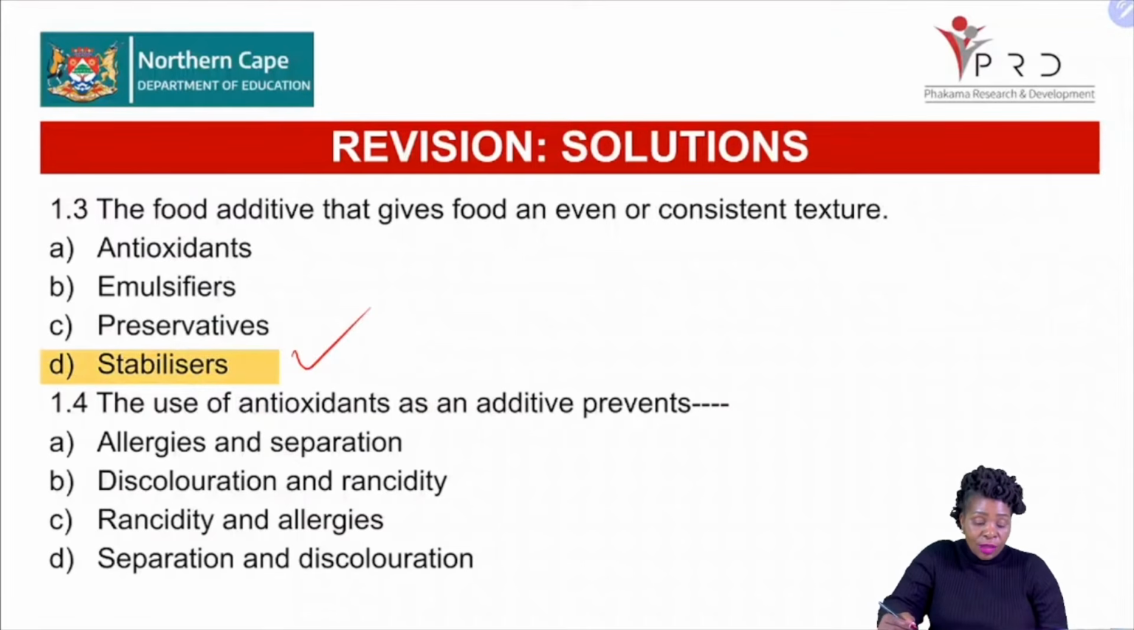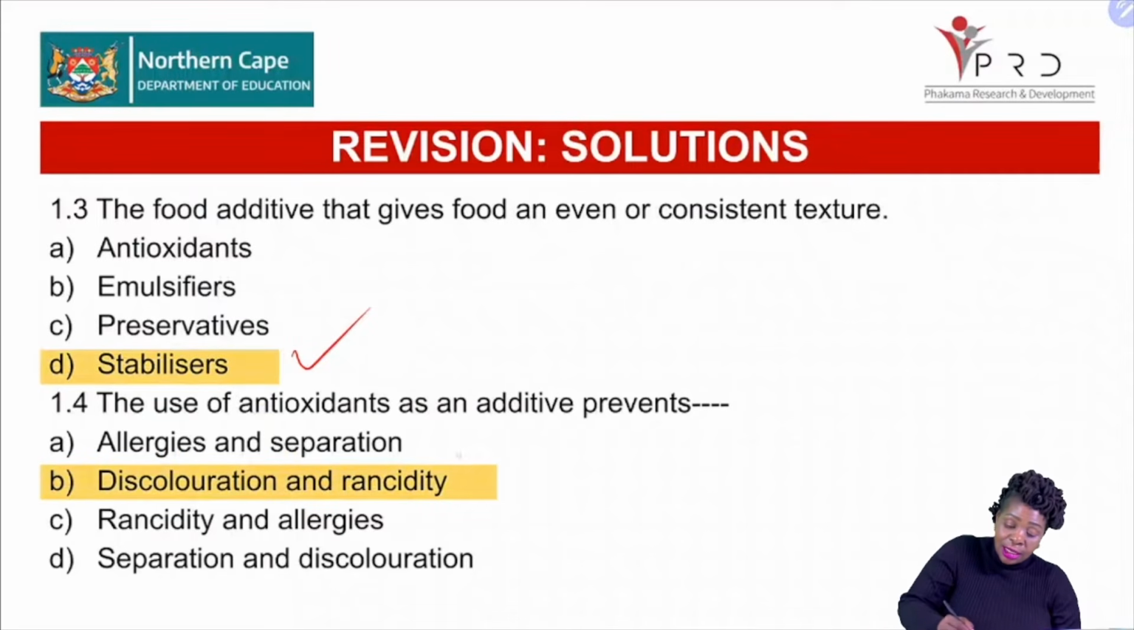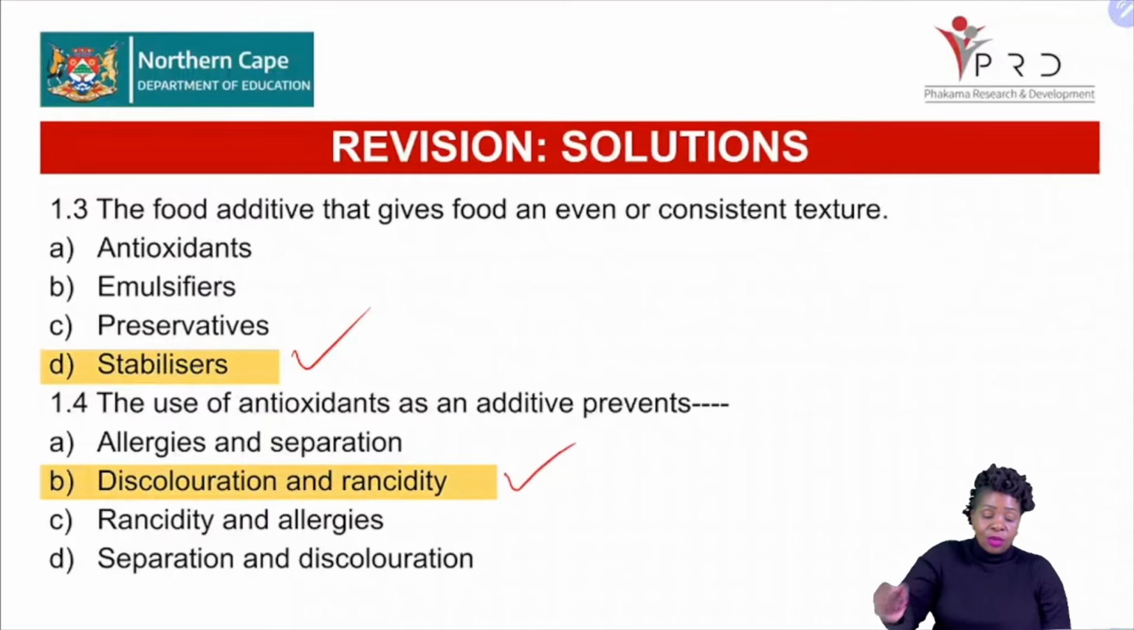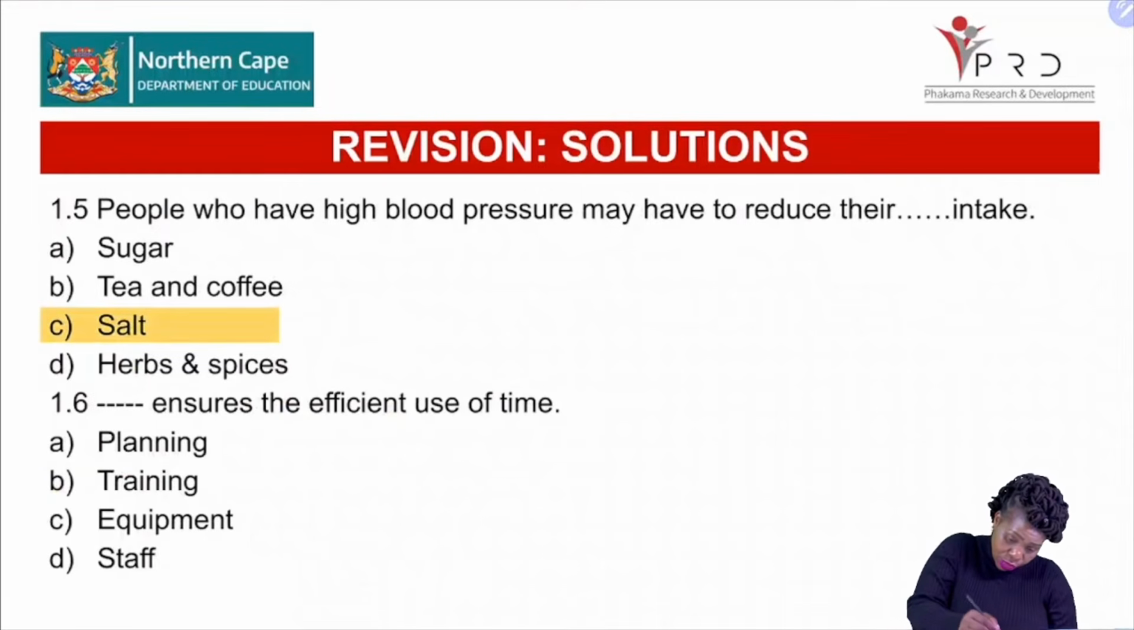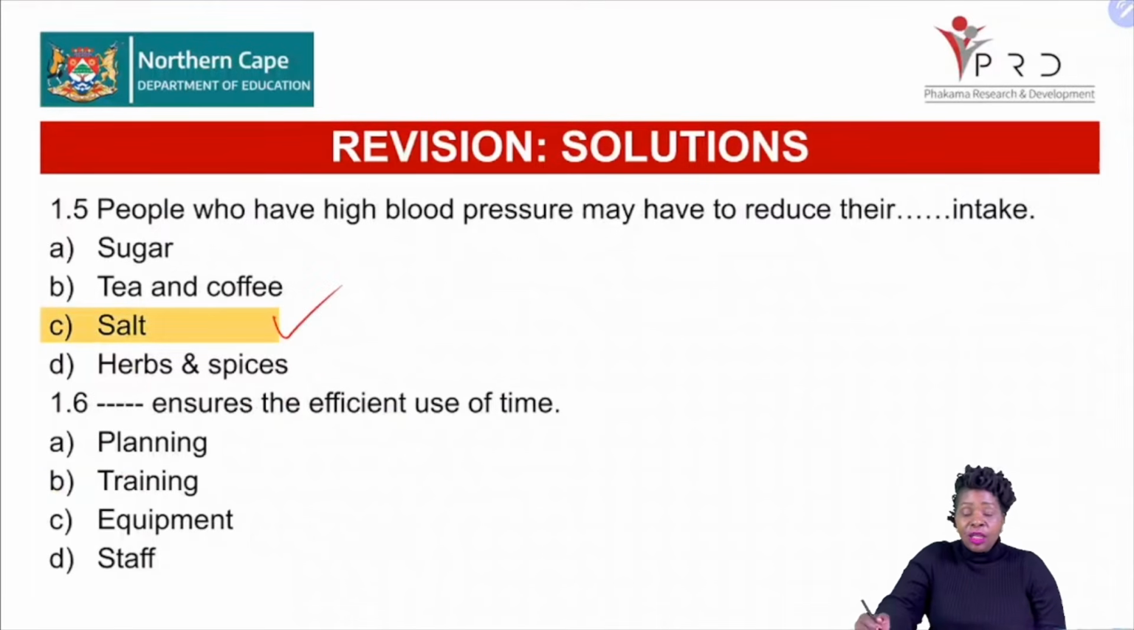And then 1.4 says the use of antioxidants as an additive prevents discoloration and rancidity. So our answer is B, discoloration and rancidity. Then we go on to question 1.5 says people who have high blood pressure may have to reduce their dash intake. They may have to reduce their salt intake. So salt aggravates high blood pressure.